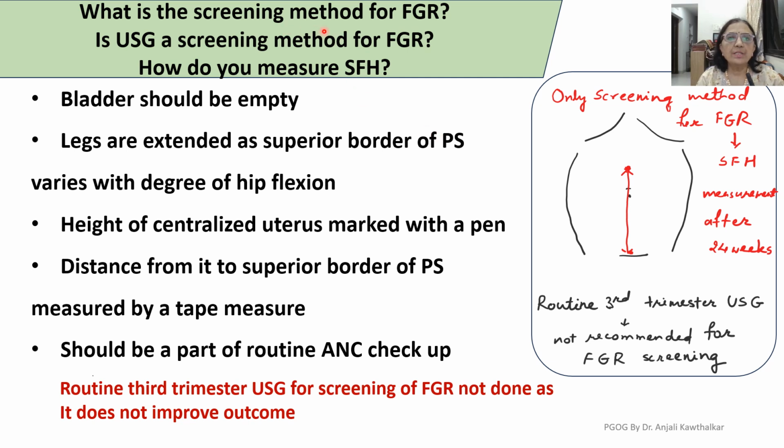If you are asked what is the screening method for FGR, the only screening method for fetal growth restriction is measurement of symphysiofundal height, where you measure the symphysiofundal height after 24 weeks of pregnancy.